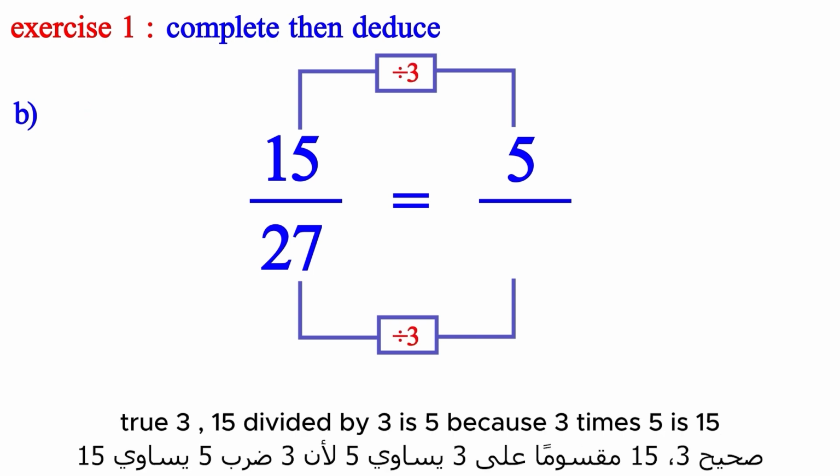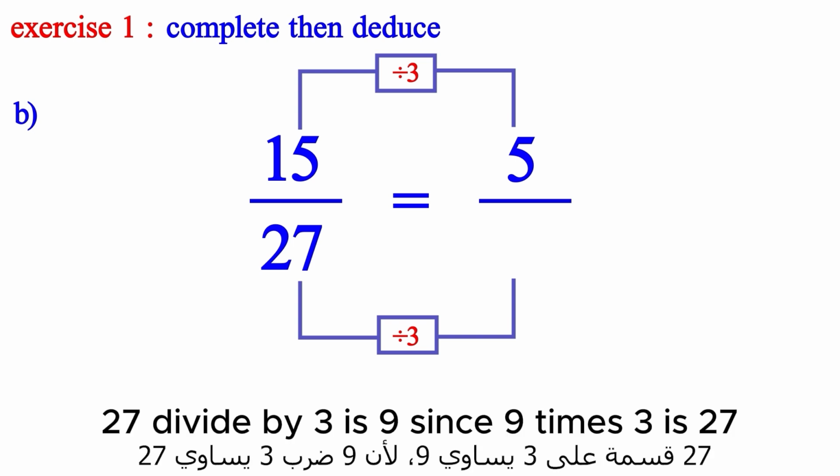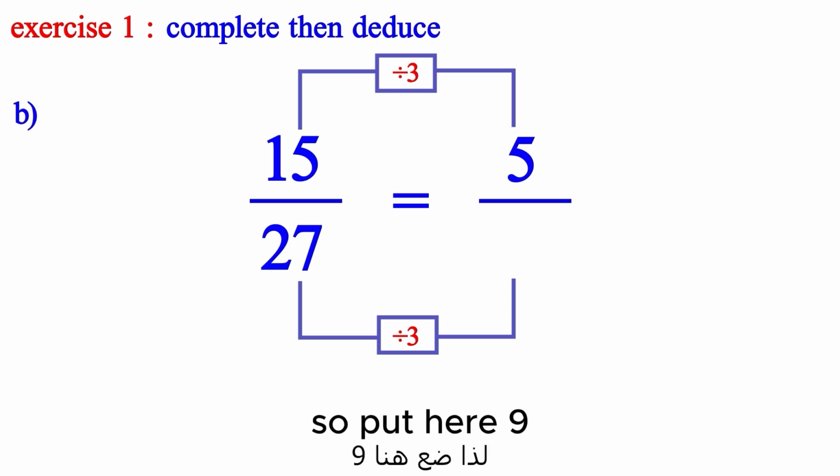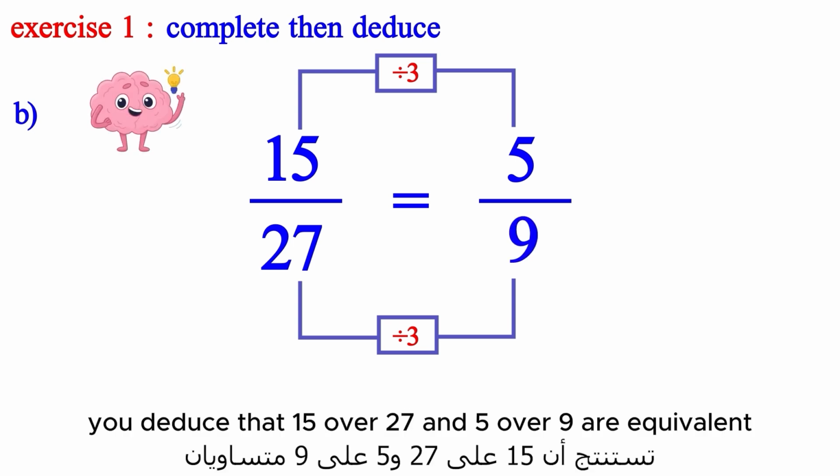True, 3. 15 divided by 3 is 5 because 3 times 5 is 15. 27 divided by 3 is 9 since 9 times 3 is 27, so put here 9. You deduce that 15 over 27 and 5 over 9 are equivalent.